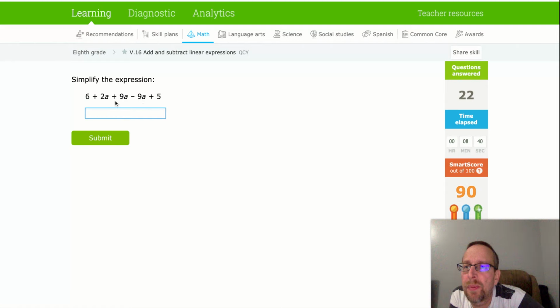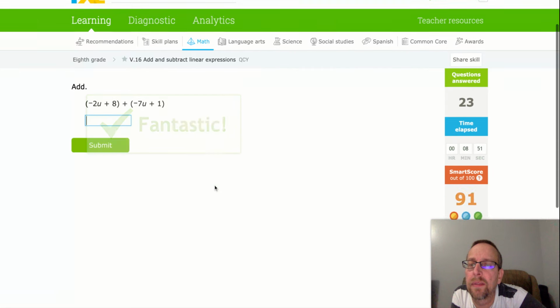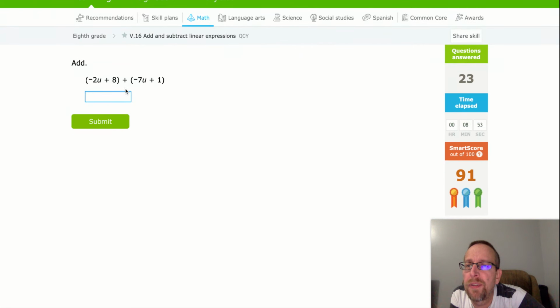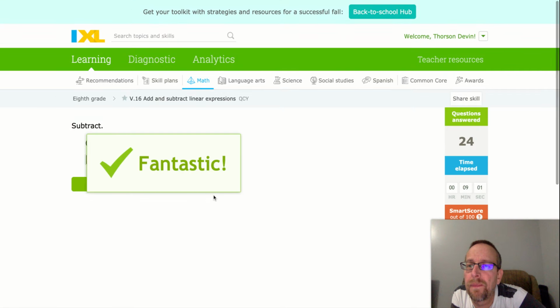Here we have 3 terms with an a, 2a plus 9a minus 9a. Well, those 9a's cancel, so I get a 2a. And then I have a 6 plus a 5. That's a positive or plus 11. Here we have a negative 2u plus a negative 7u. That's a negative 9u. Here we have an 8 plus a 1. That's a plus or positive 9.